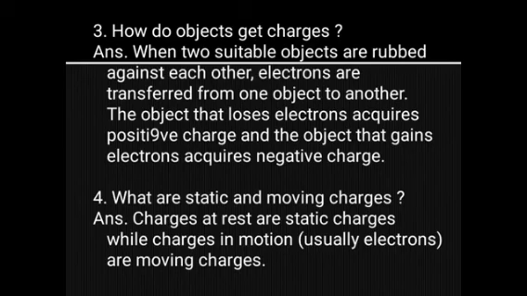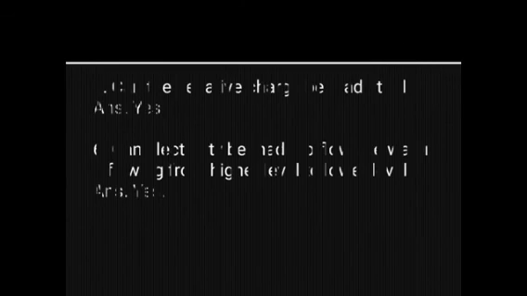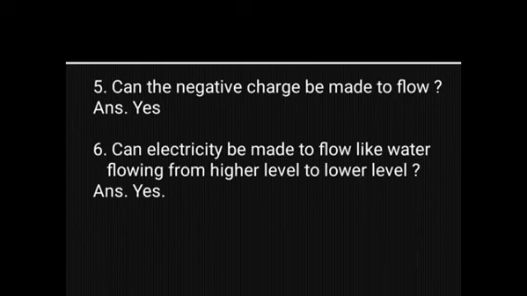Fourth question, what are static and moving charges? Answer, charges at rest are static charges, while charges in motion, usually electrons, are moving charges. Then fifth question, can the negative charge be made to flow? The answer is yes, it can also flow.